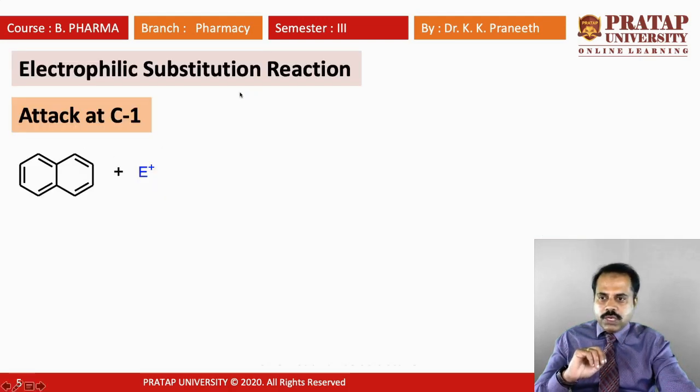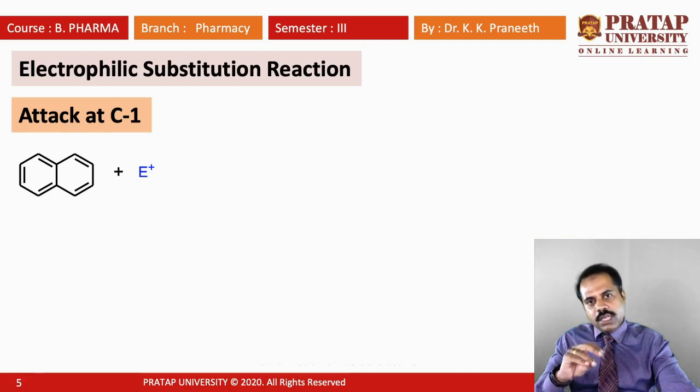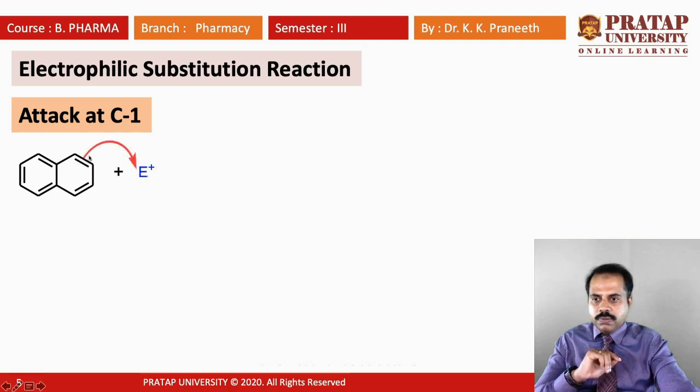So this is the electrophilic substitution reaction, and here first I want to show you how the attack happens at the C1 position. Attack at C1. This is an electrophile, that is a positive species. Examples of electrophiles are nitro, NO2 plus, Cl plus, Br plus, CH3CO plus, CH3 plus. All this we have covered in unit 1, the benzene chapter. This is an electropositive species, E plus, and this is naphthalene, and there is attack from here to here, shown by this red arrow.